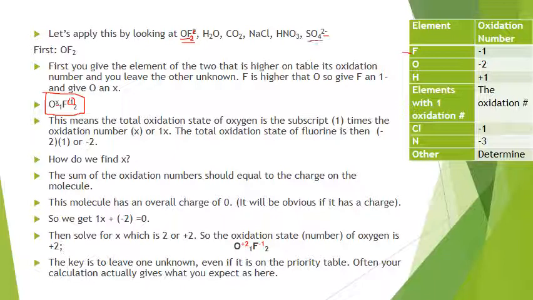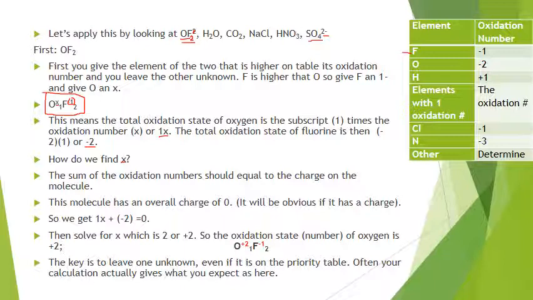Okay, how do you know that? Because there's no charge on it. Like sulfate over here is SO4 2-. If this had a charge on it, it'd be like OF2 3- or something. So this has no charge on it. Okay. So what this means is the total oxidation state of oxygen is 1 times X, and for fluorine is 2 times -1. Okay, so oxygen has a value of 1X, and fluorine has a value of -2.